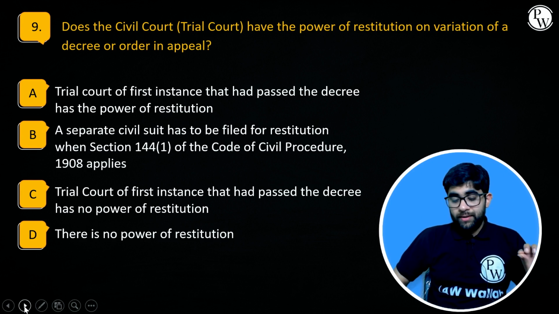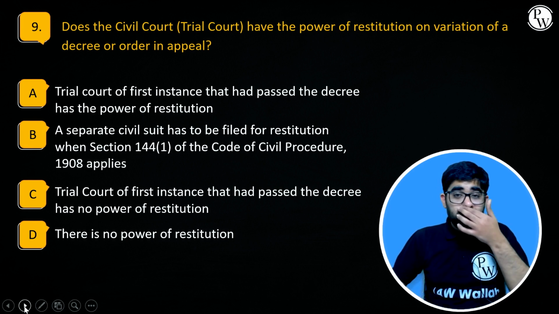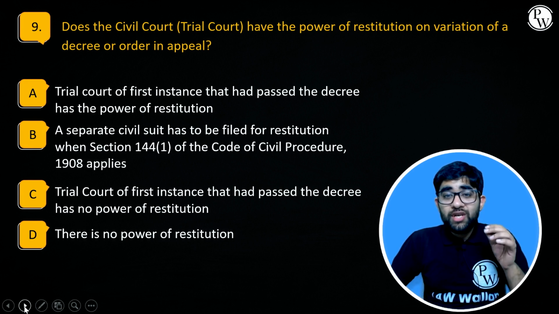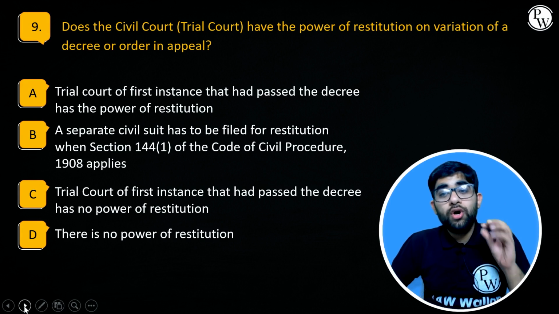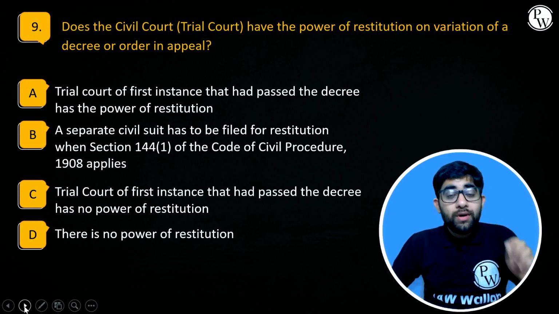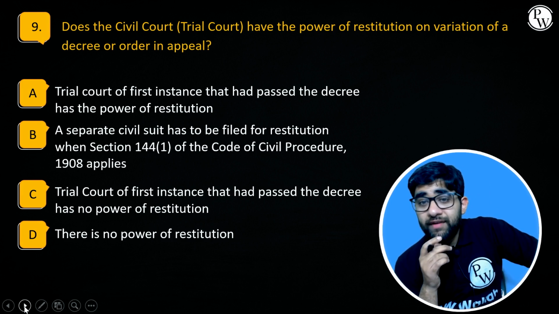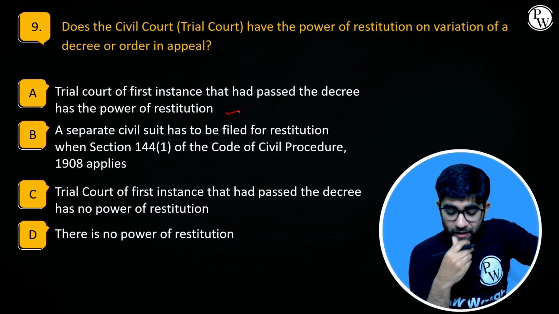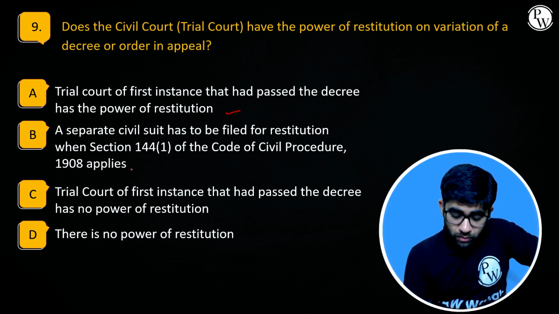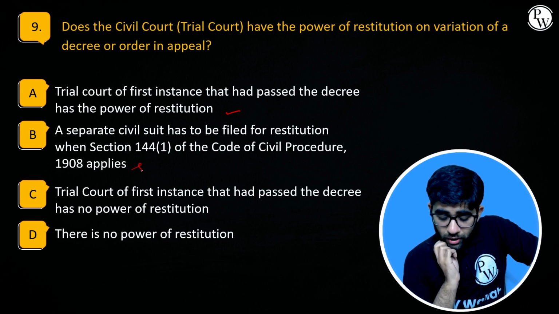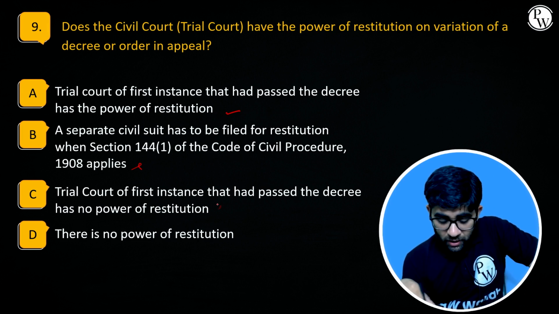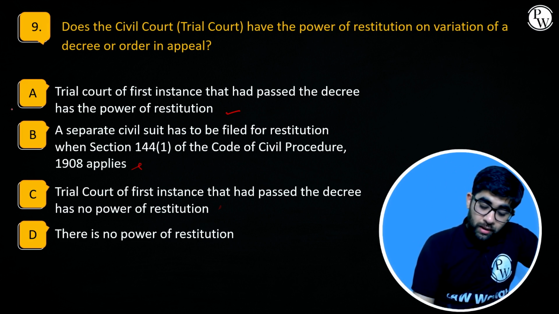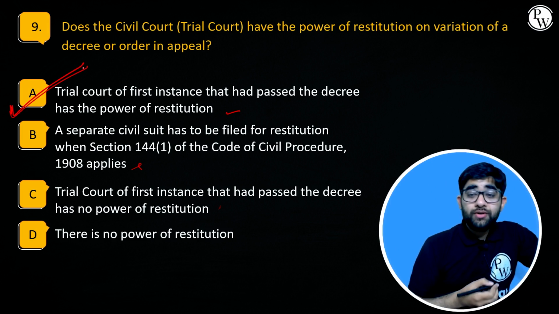Does the civil court or trial court have the power of restitution or variation of a decree or order in appeal? Trial court of first instance that had passed the decree has the power of restitution. This might be correct. A separate civil suit has to be filed? No. Trial court of first instance has no power of restitution? It has power of restitution. Thus, there is no power of restitution? No. The answer to this is A.